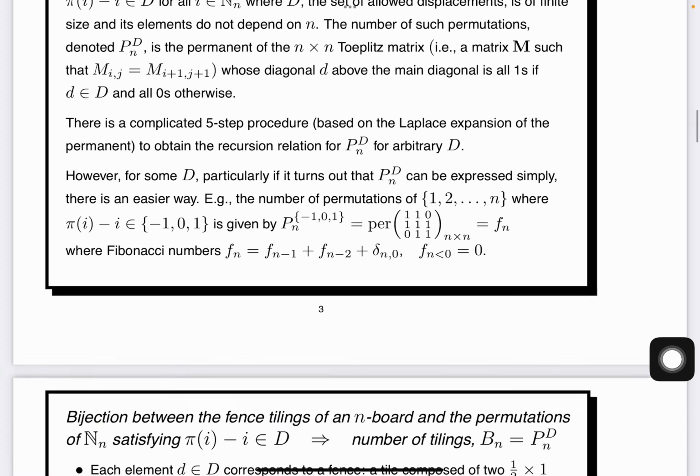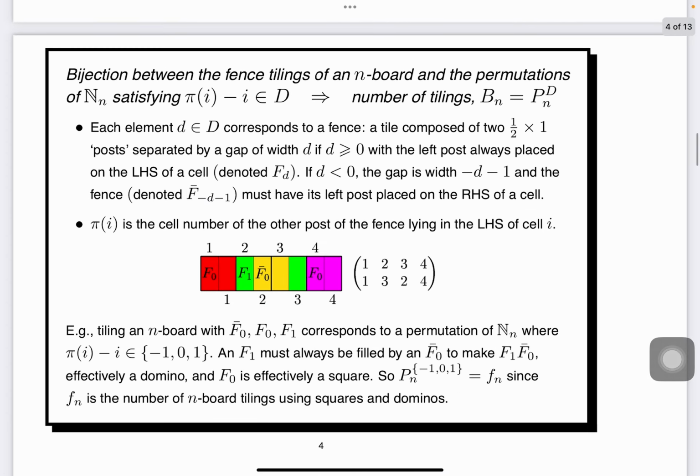So the way to show that is by using a bijection. It turns out that this is where the fence tilings come in. So there's a bijection between the fence tilings of an n board and the permutations of the numbers 1 to n, which satisfy this condition here.